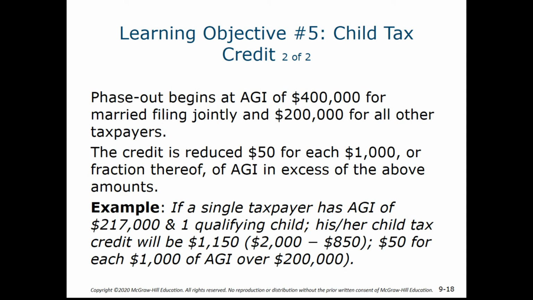We know that with each $1,000, we're going to reduce the credit by $50. So $50 times 17 is $850. So the one child initially qualified for a $2,000 credit will take off $850, or $50 times 17, and that will give a final result of a $1,150 credit for that child.